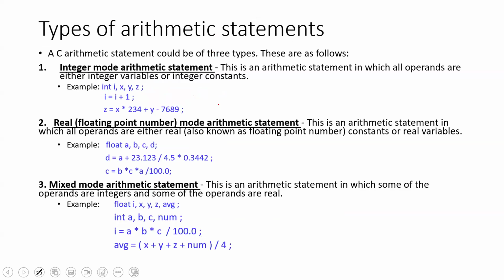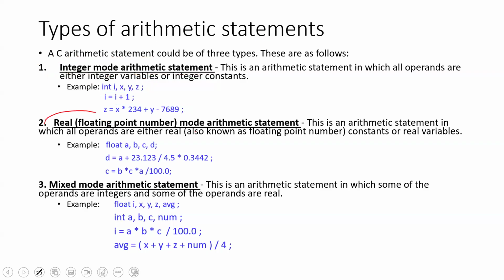Now, types of arithmetic statements. So when we write an arithmetic statement, it can be one of these three types. Type 1 is integer mode arithmetic statement. In integer mode arithmetic statement, all the numbers and variables will be integer. As an example, if you see here, we have I, X, Y, Z, all of them integer, and we have expression I equals to I plus 1, this is all integer. So if all of them are integer, we call it integer mode arithmetic statement.